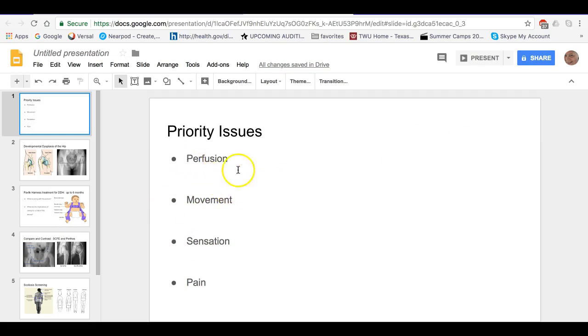And then the vascular, of course, is their perfusion. What's the temperature of their skin? Do they have pulses? Do they have cap refill? Okay, that's the perfusion piece of it. And then, of course, when you're doing surgery or when you have a break in a bone or whatever, you have a lot of pain. So that's the other piece that's priority for these kids.